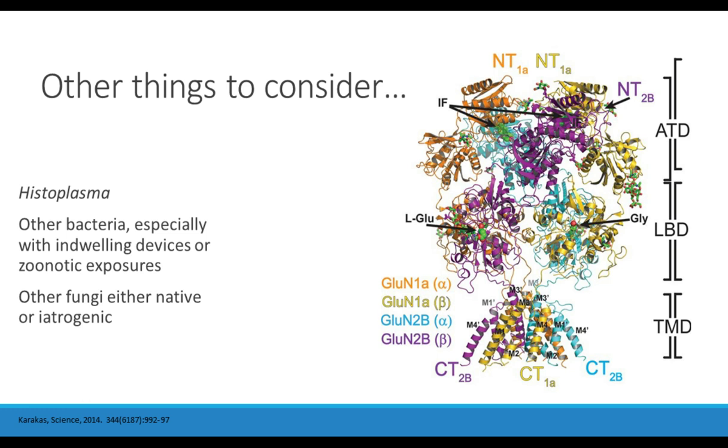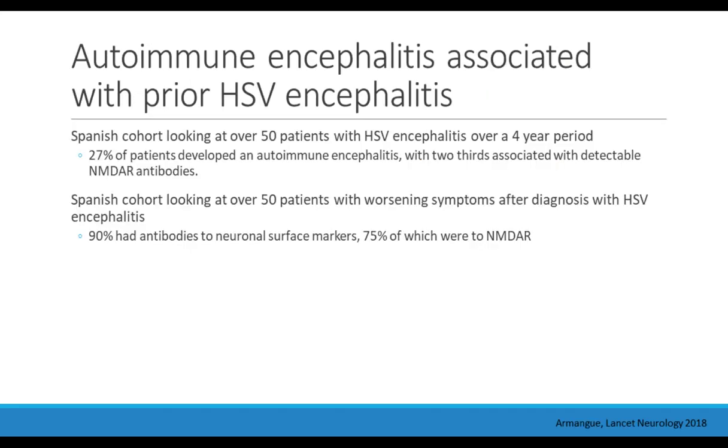Then we have other things to consider, like this molecule here, which is our NMDA receptor. A recent study out of Lancet Neurology was quite interesting in looking at autoimmune encephalitis that was actually associated with prior HSV encephalitis. This has perked up a lot of people's thoughts: now not only do we have to worry about the immediate infectious cause, but what are some potential complications of the infectious encephalitis? This was a Spanish cohort.